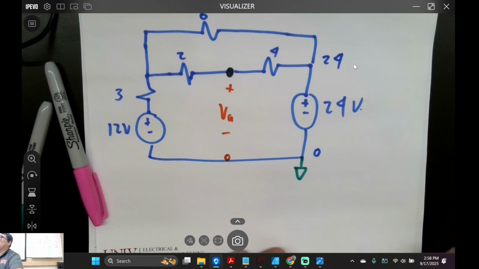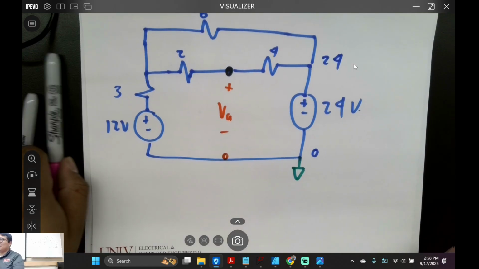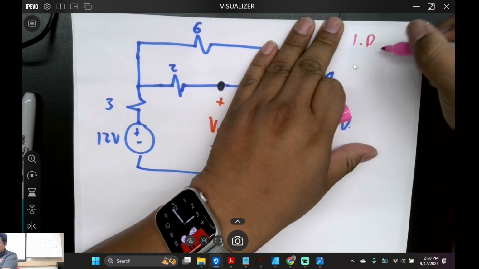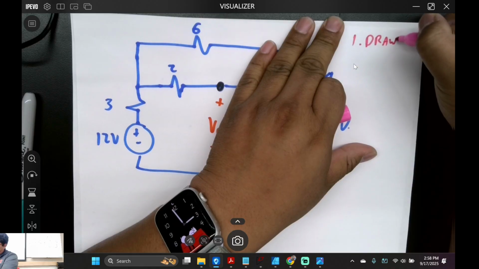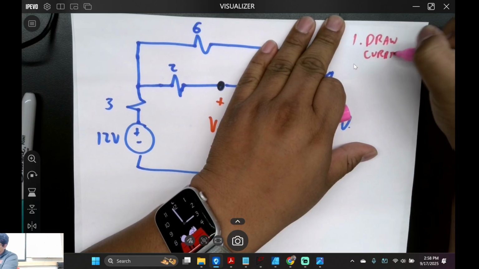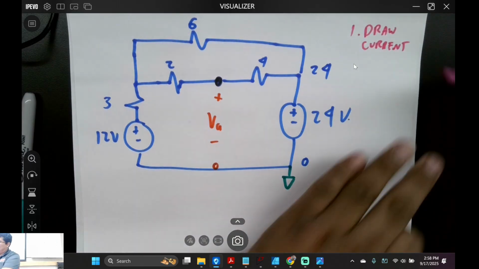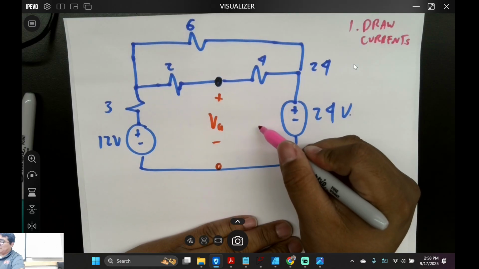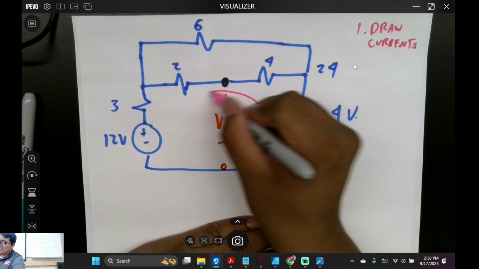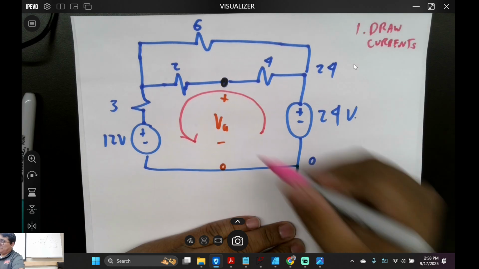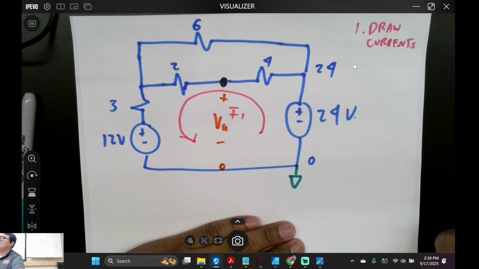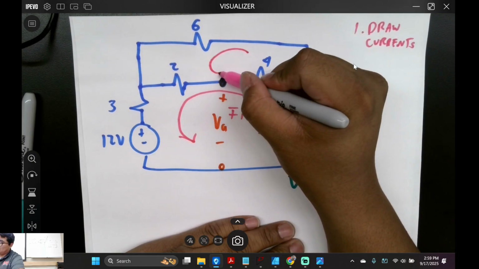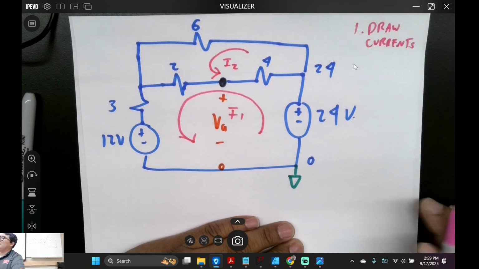What's that rules I was telling y'all about? 1. Draw currents. All right, let's do this. I'm going to do it the following. You guys like that? Call this one I1. Good. What about this way? Like that?